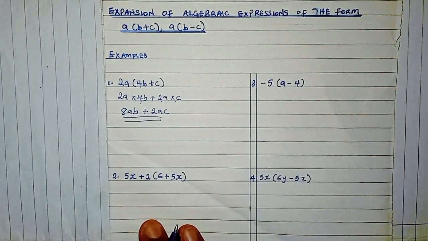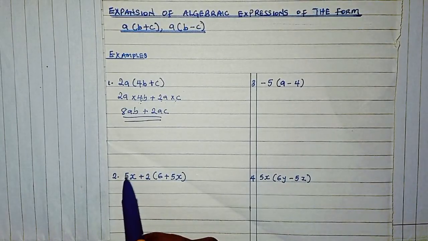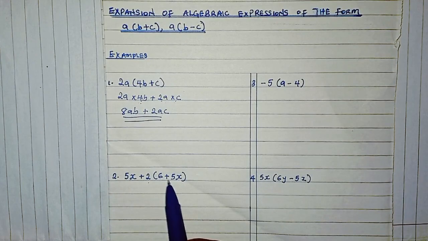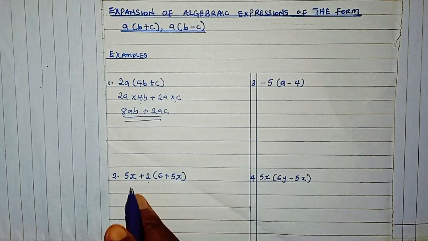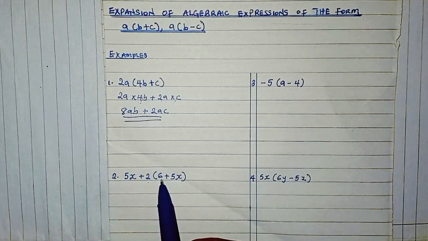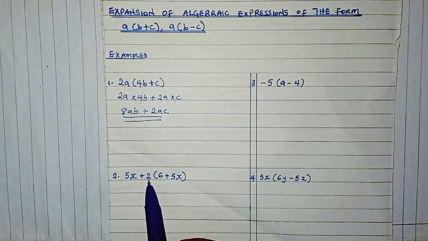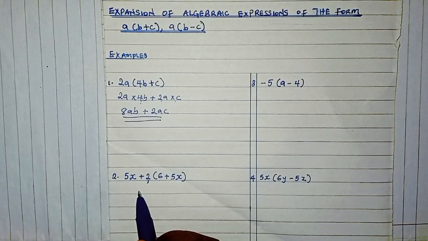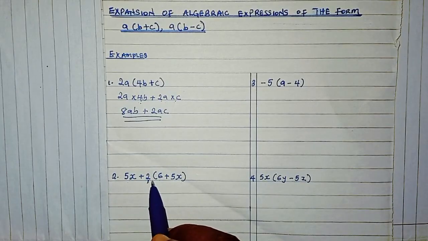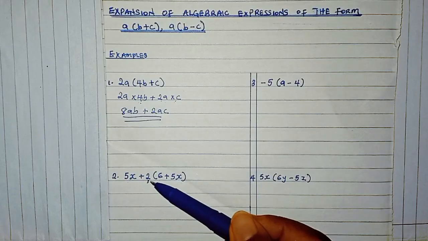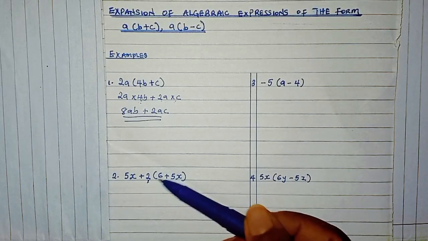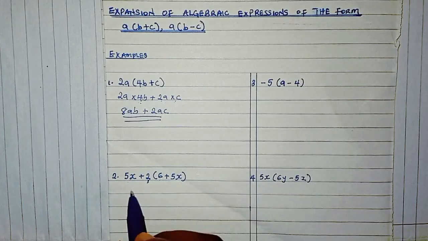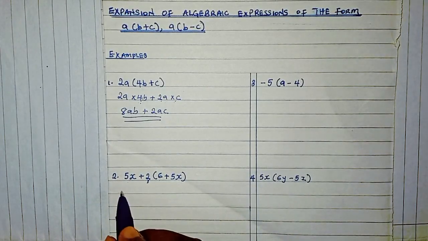So let's go over to example number 2. Here we have 5x plus 2, open bracket, 6 plus 5x. Now, expanding this, we are multiplying everything here with 2, just 2, only 2, and not 5x. The reason we are using only 2 is because 2 is in front of the bracket, and this simply means multiplication. So this 5x will still stand on its own.